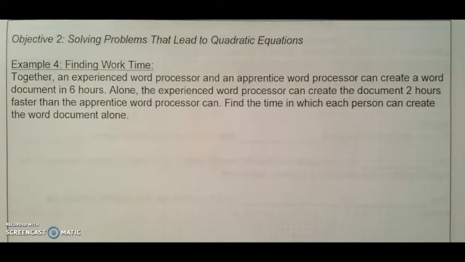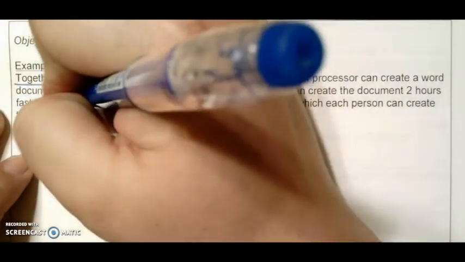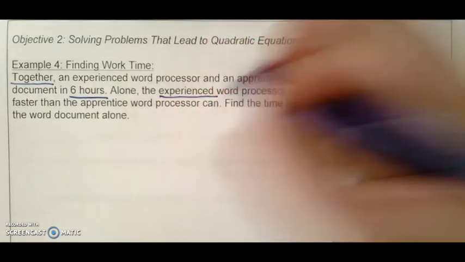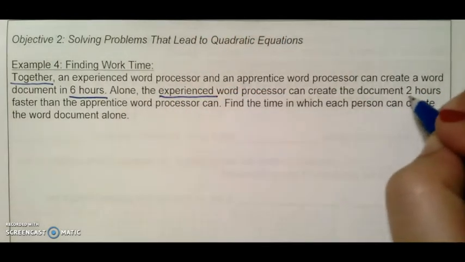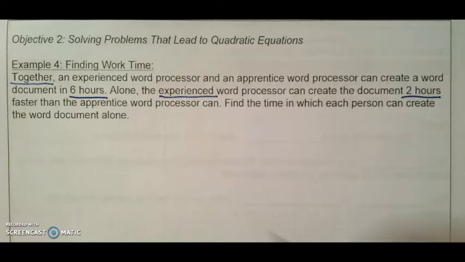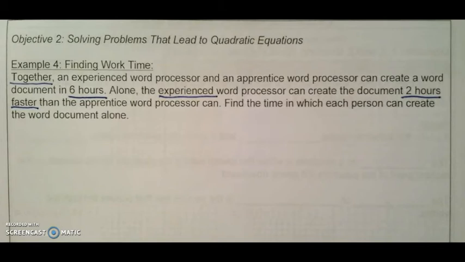So let's read example 4. Together, an experienced word processor and an apprentice word processor can create a Word document in 6 hours. Alone, the experienced word processor can create the document 2 hours faster than the apprentice. Find the time in which each person can create the Word document alone.